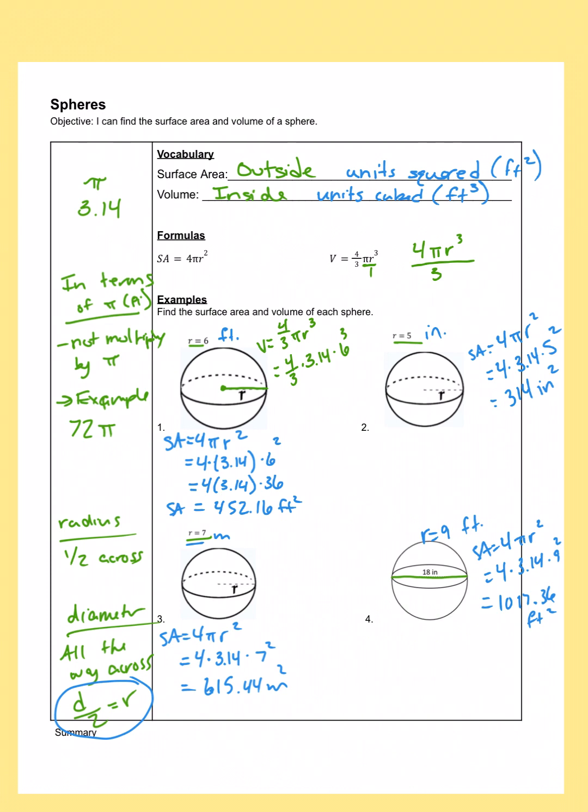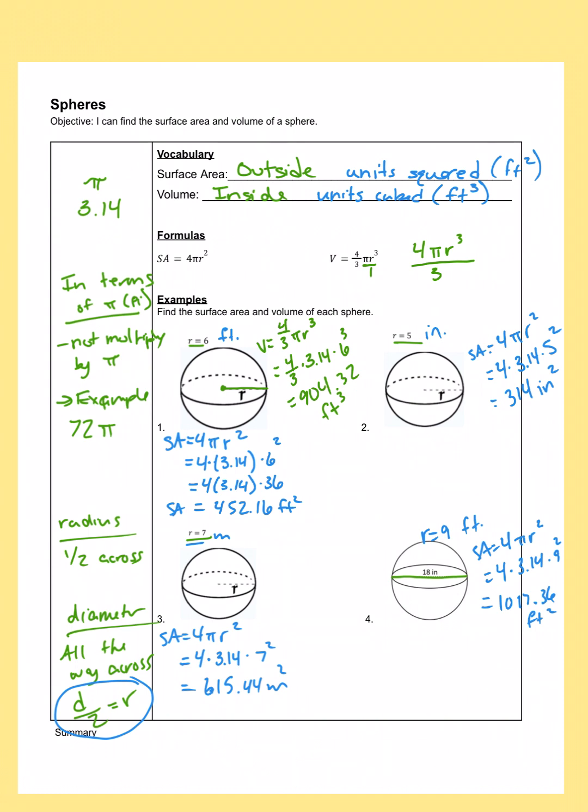So I would type on the Desmos calculator 4/3 times 3.14 and then times 6 to the third power, and that's going to give us a volume of 904.32, and this was feet. It's going to be feet to the third power. Volume is going to be to the third or cubed.